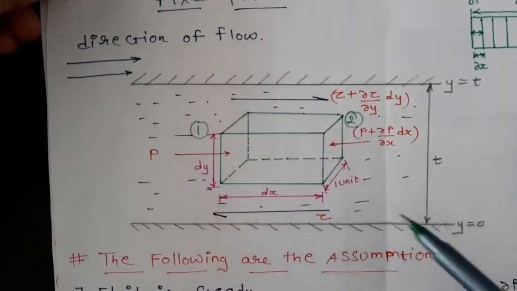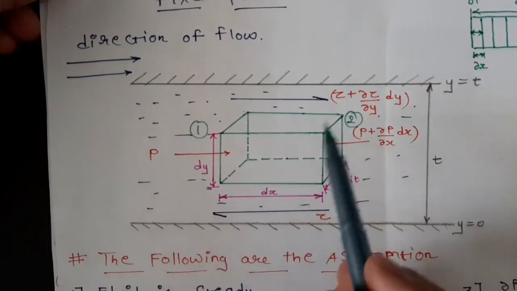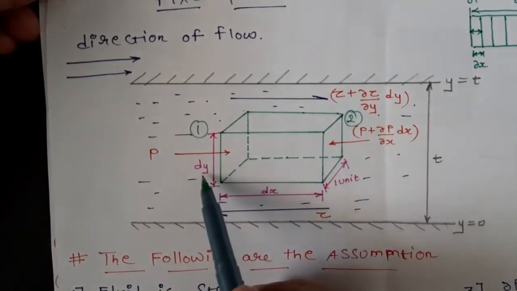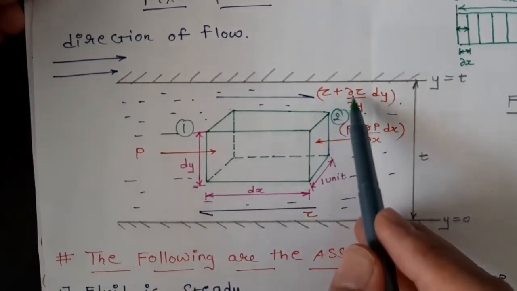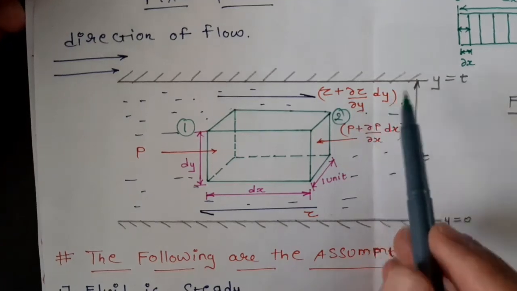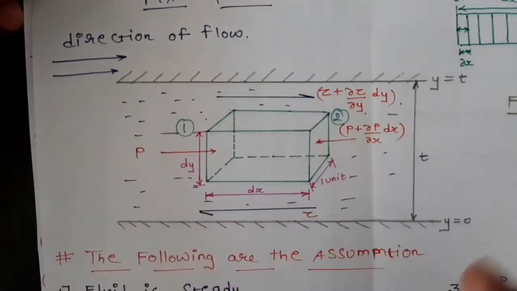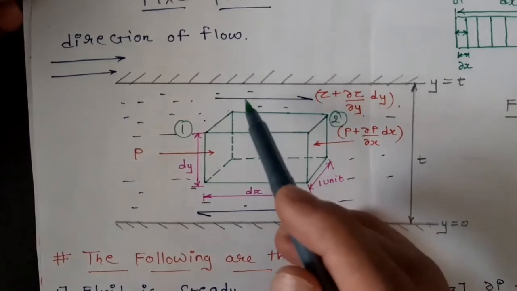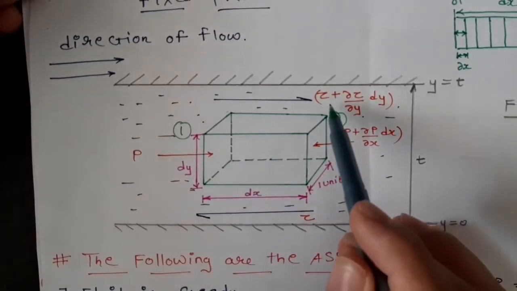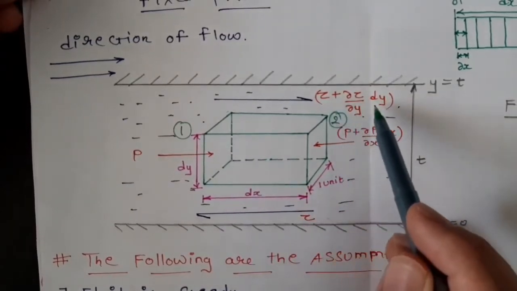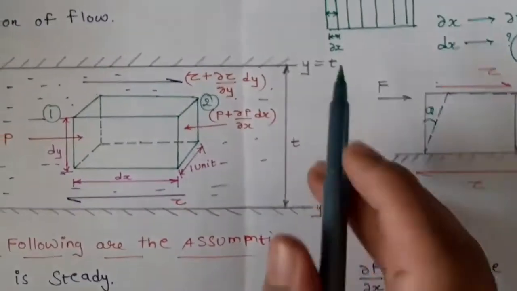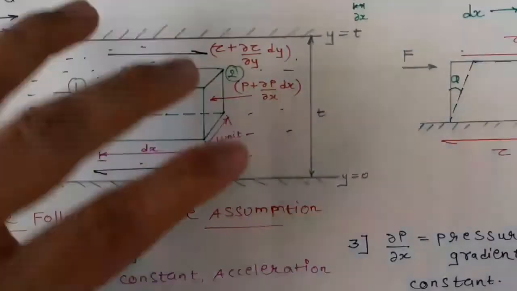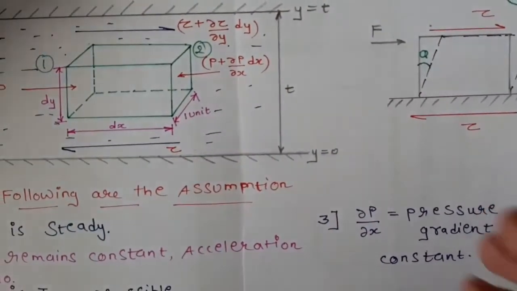So tau is acting in the negative x direction, and by moving a distance dy there will be a stress tau plus del tau by del y into dy acting in the positive x direction. This is the shear stress. Now how this expression, tau plus del tau upon del y into dy, came, I will show. The same concept will be used.